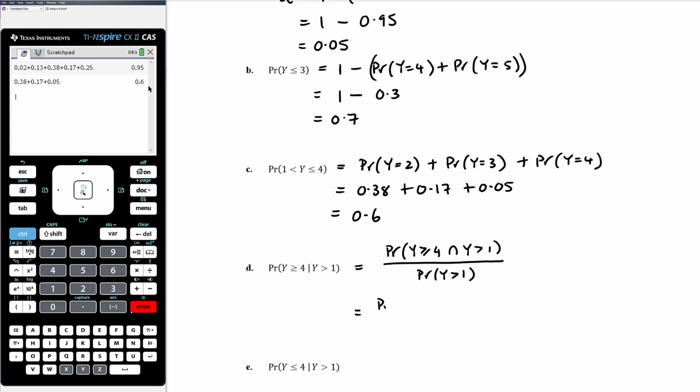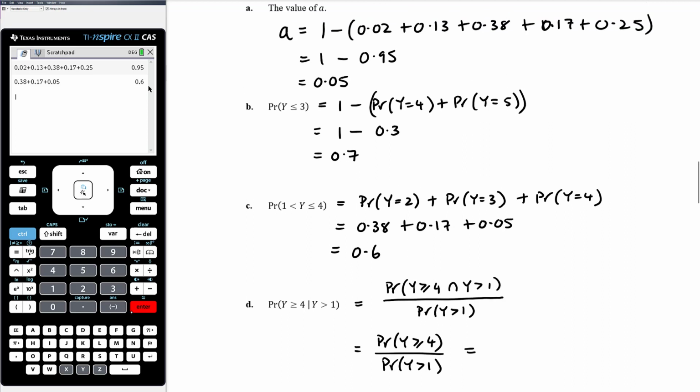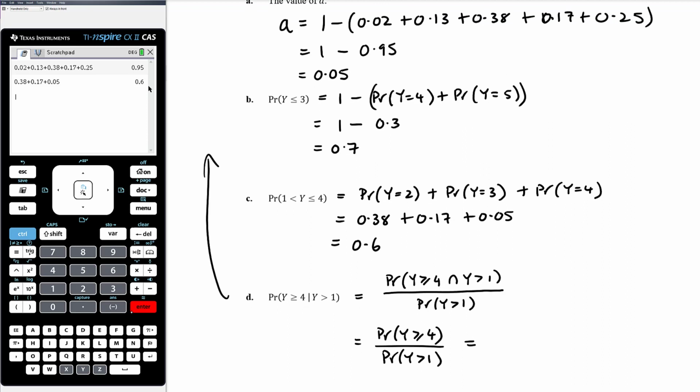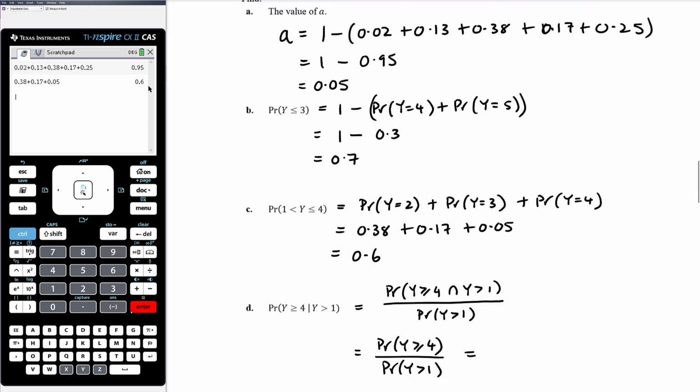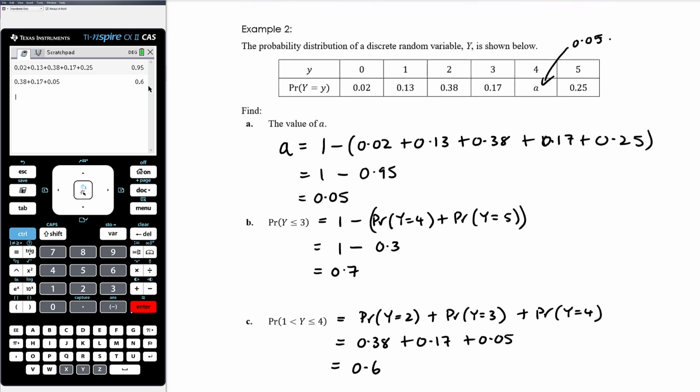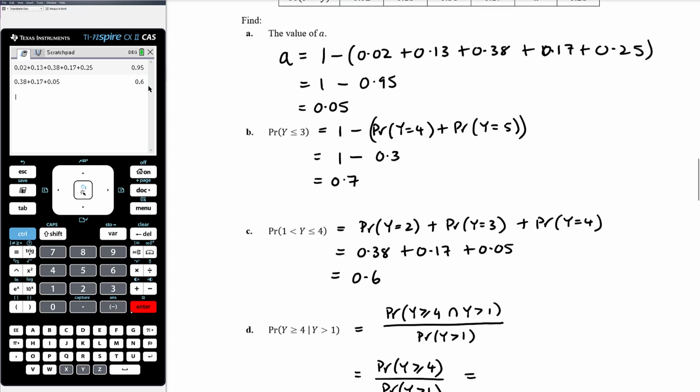So this is the probability that y is greater than or equal to 4 over the probability that y is greater than 1. Sometimes you might have worked out one or both of those probabilities in previous questions, so always check back to see if you've got those numbers, but we haven't worked out either of those. Greater than or equal to 4 is these ones here, which is 0.05 plus 0.25, so that's 0.3.